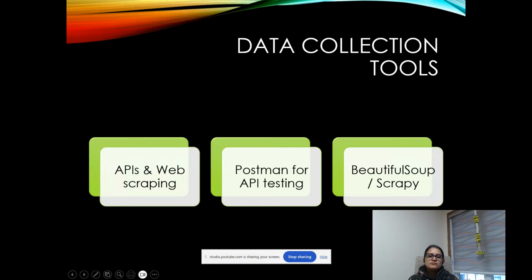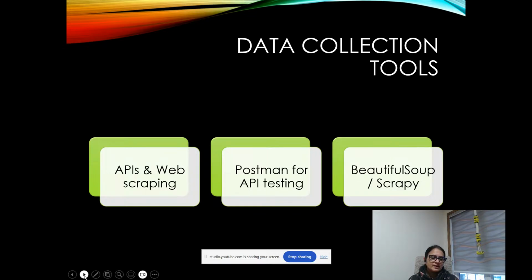Okay. Postman for API testing, this is a Postman GET request. Beautiful Soup and Scrapy, these are Python libraries you can use to scrape the data. Just try to understand the tools' names, you don't need to take a deep dive right now. I will teach you each and everything slowly, so that it fits in your mind.